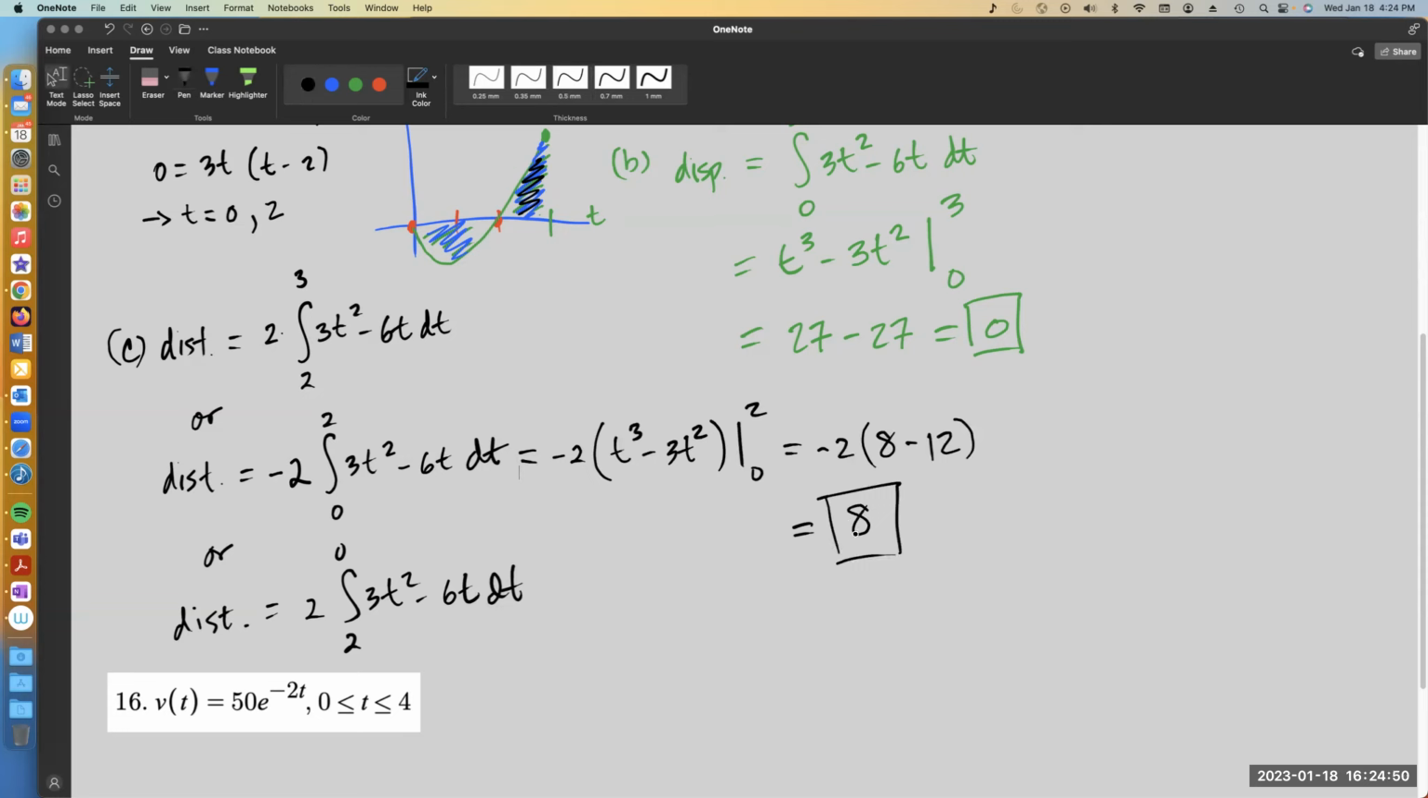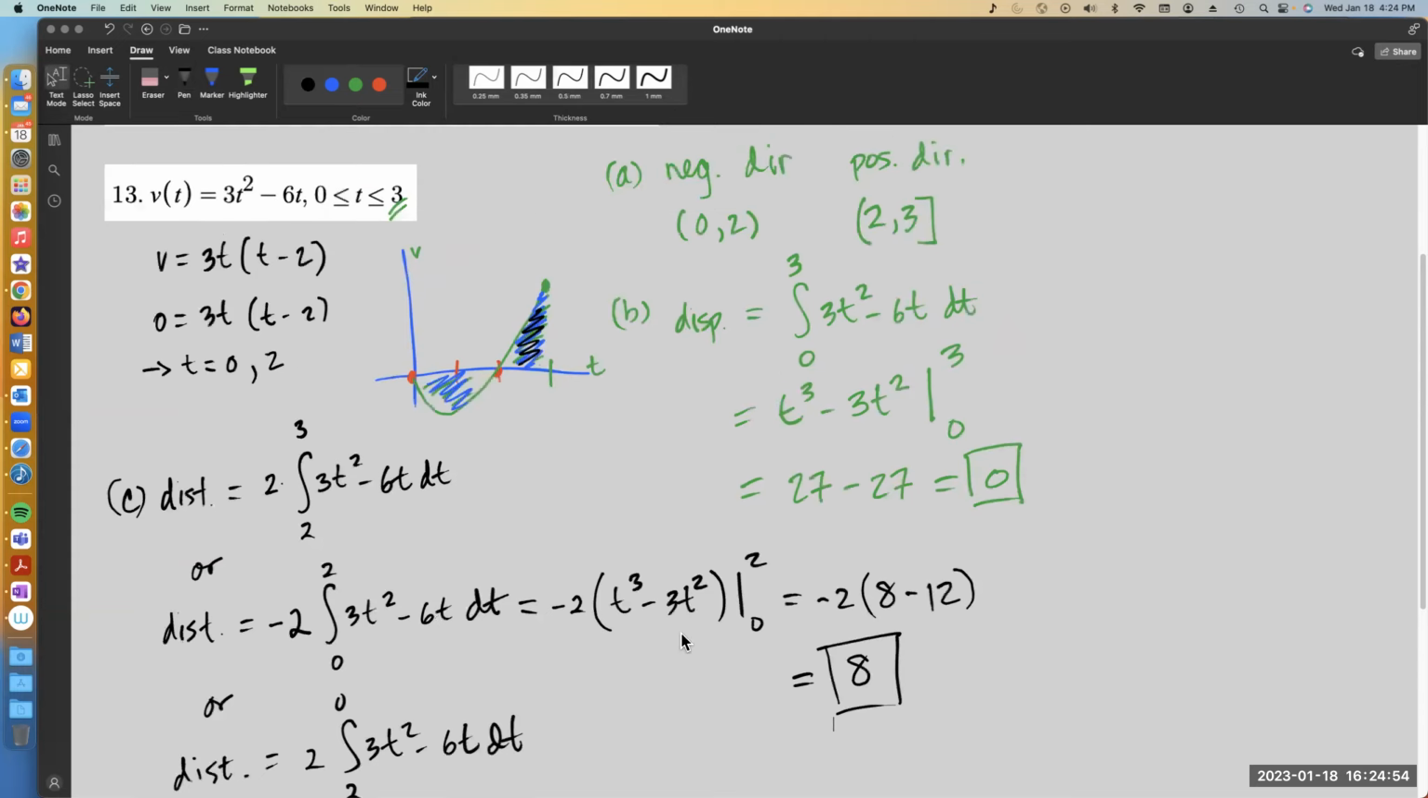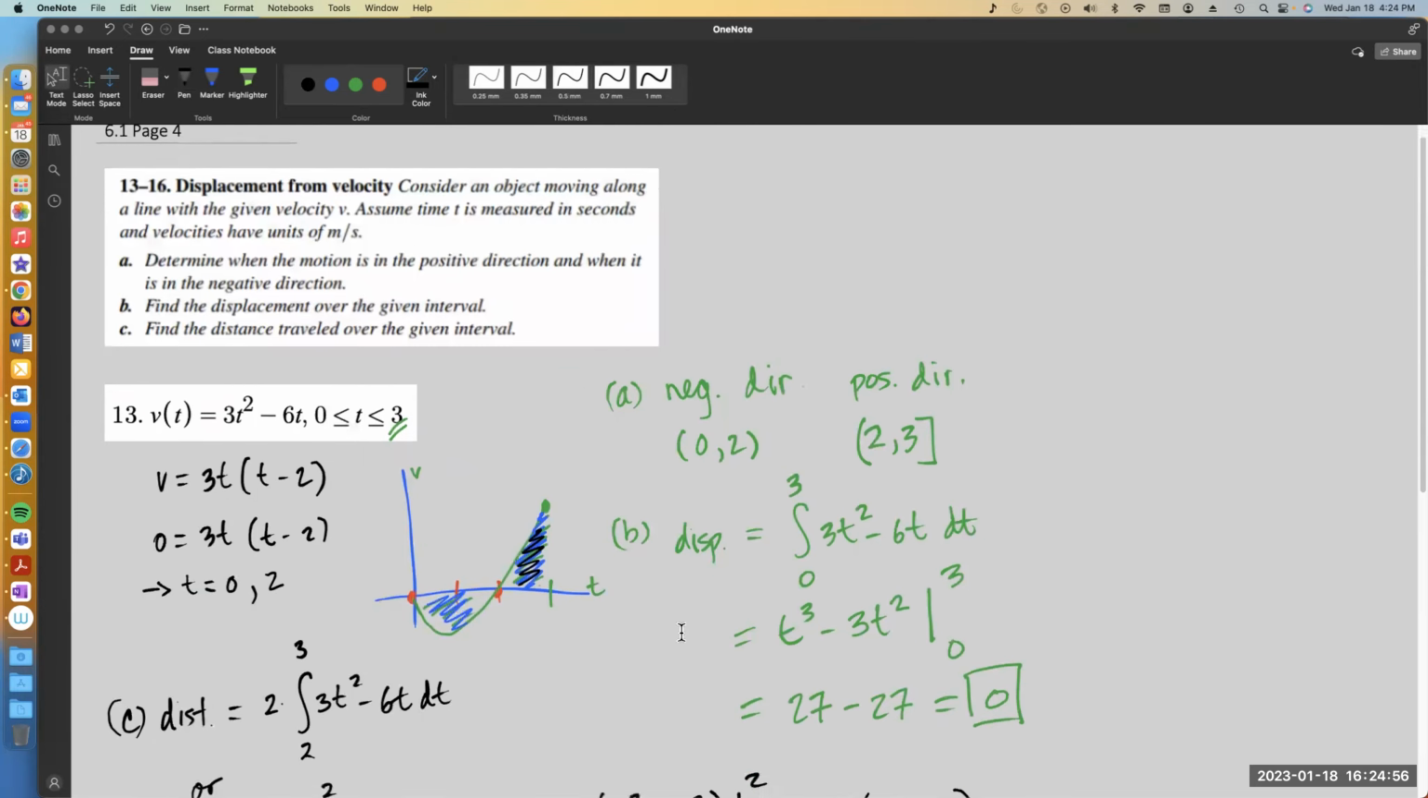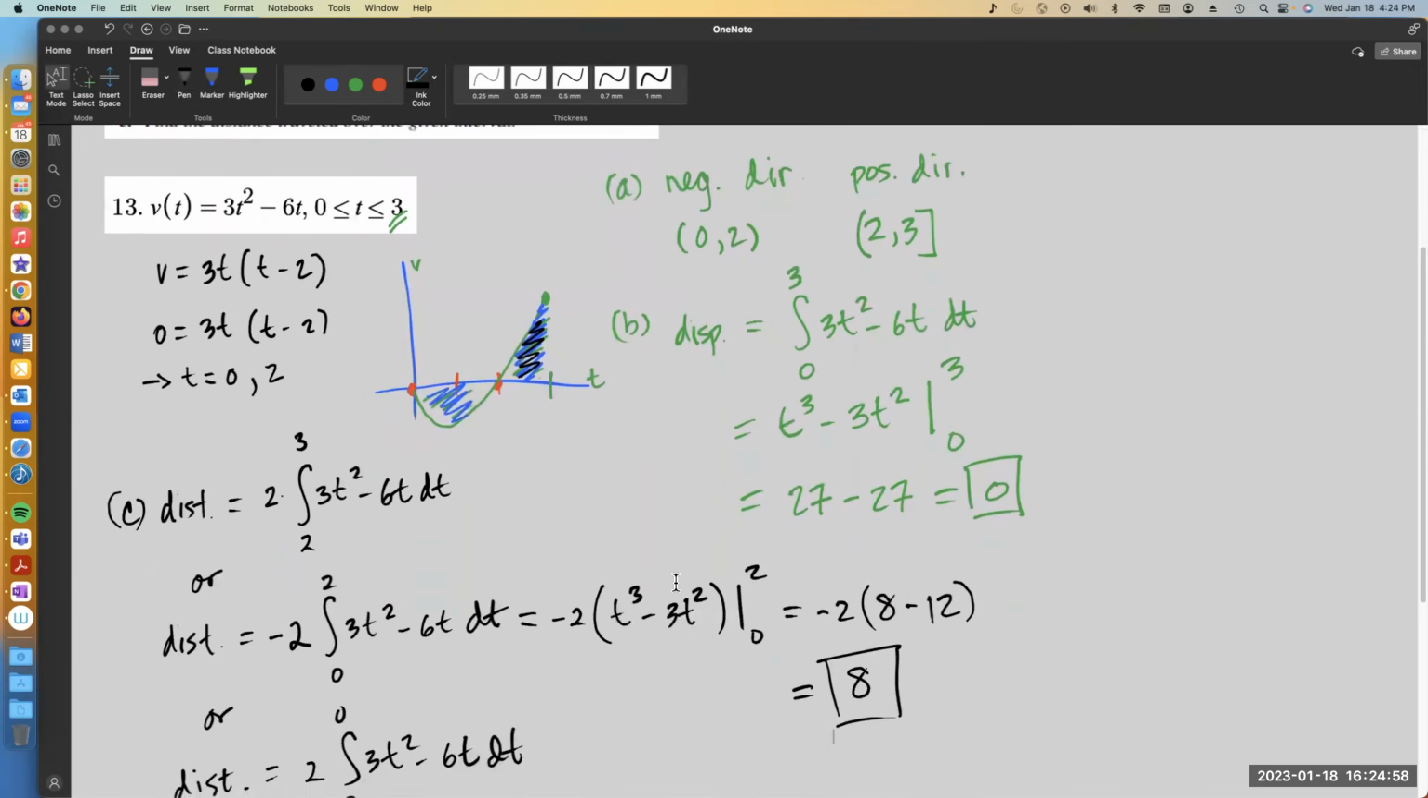And I don't think they gave us distance on this one either. So, oh no, they gave us meters per second. Okay, so let's definitely put some units in here then. So we are going to have 0 meters displacement. We are going to have 8 meters distance traveled.